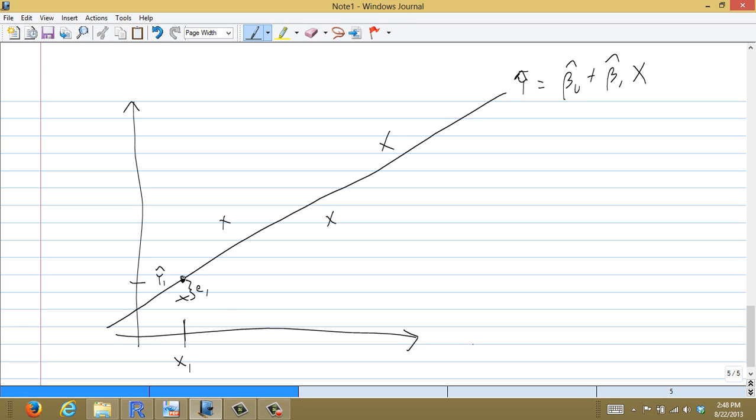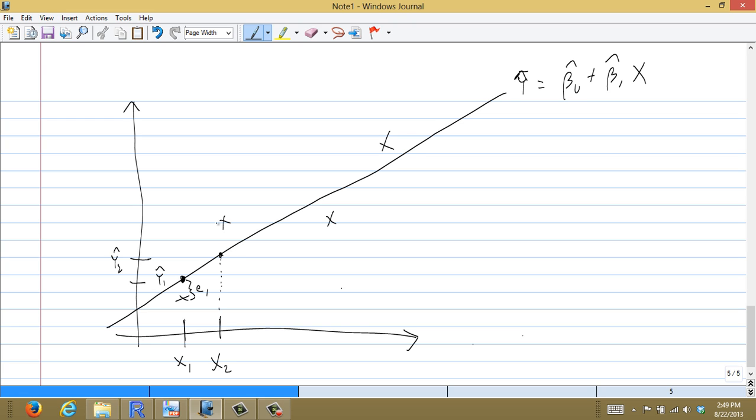Just to continue that to try to make things clear: if this is the second observation, then x2, the value of the second predictor variable, is right there. And if I draw my vertical line up from x2, that intersects the estimated regression function right there. So that is the value of y2 hat.